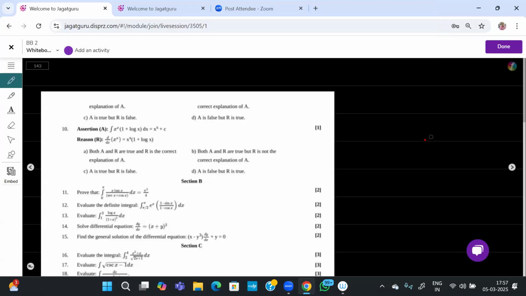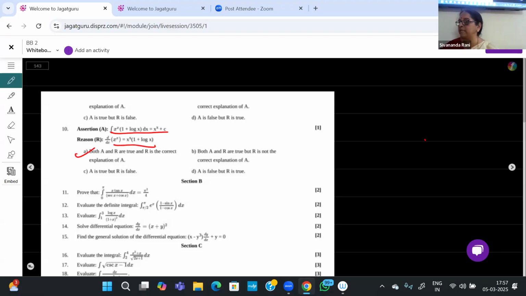Ma'am, option A. This is obviously true, and therefore this is the inverse process. So hence it is that.